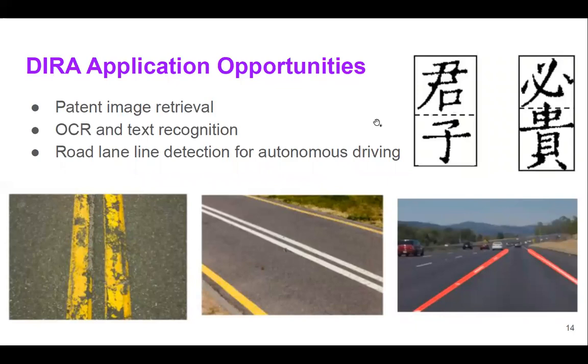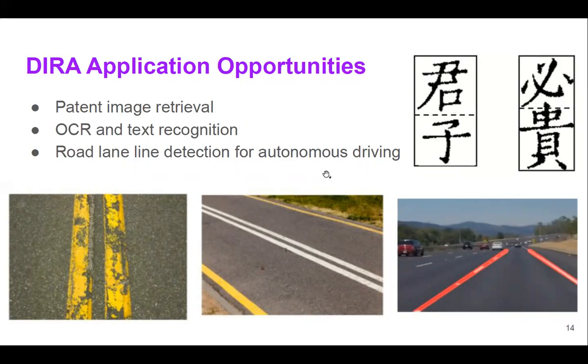This slide shows the opportunities in terms of application. We already demonstrated that advances in DRA can help improve patent image retrieval. Also, you can see the OCR documents contain a lot of zigzag noises like diagram images face. So advances in DRA can advance OCR and text recognition as well. Another promising direction is road lane detection for autonomous driving.